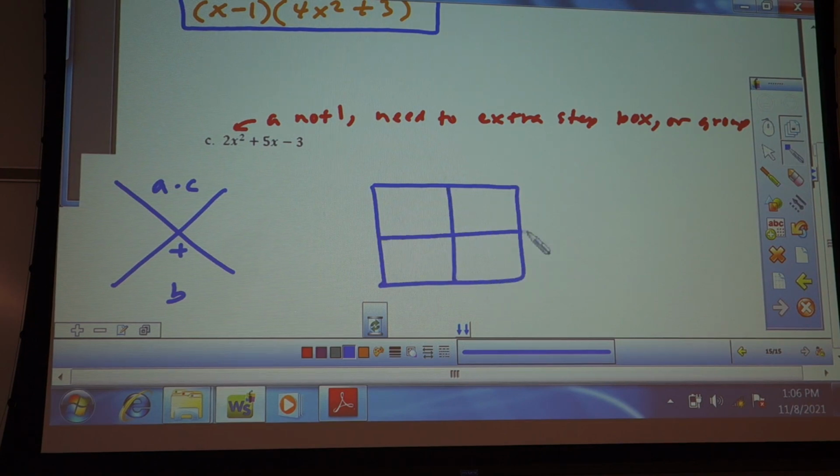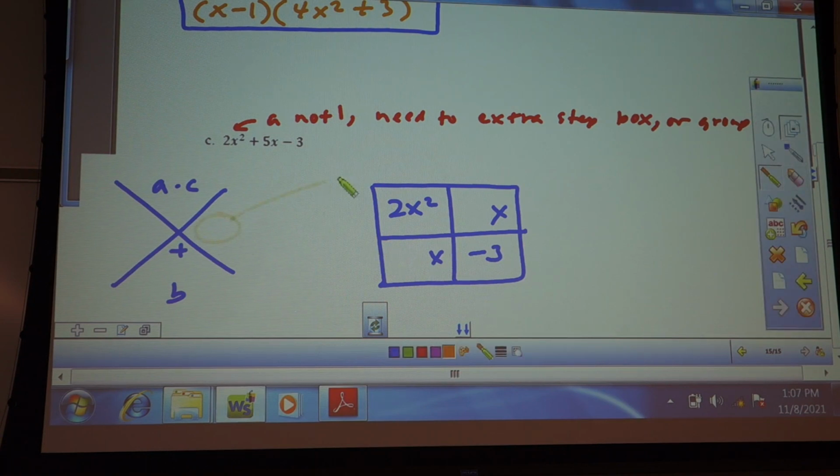Box method, I'm going to take the first number, the 2x squared, put it here, the last number, the negative 3 here, and then my two x's are going to be whatever numbers I get here are going to go into there.